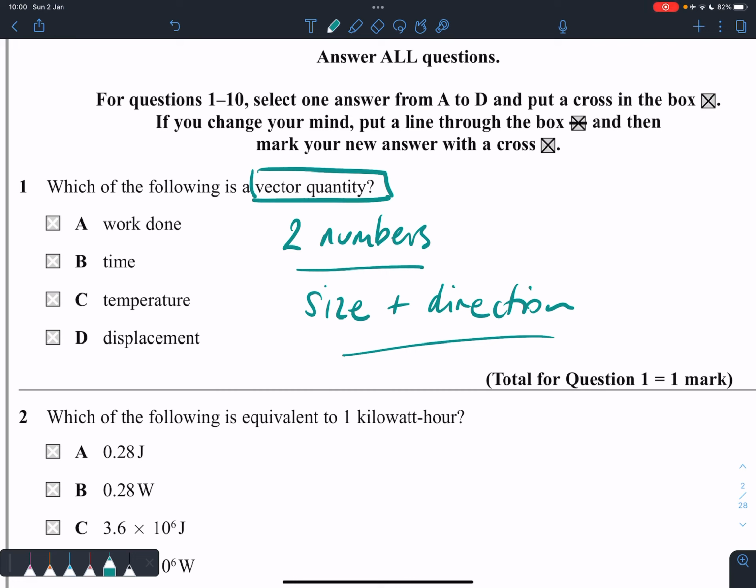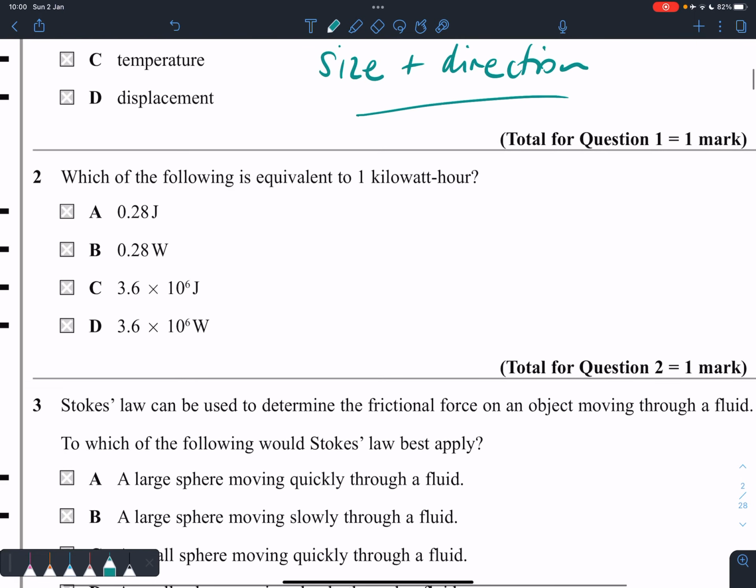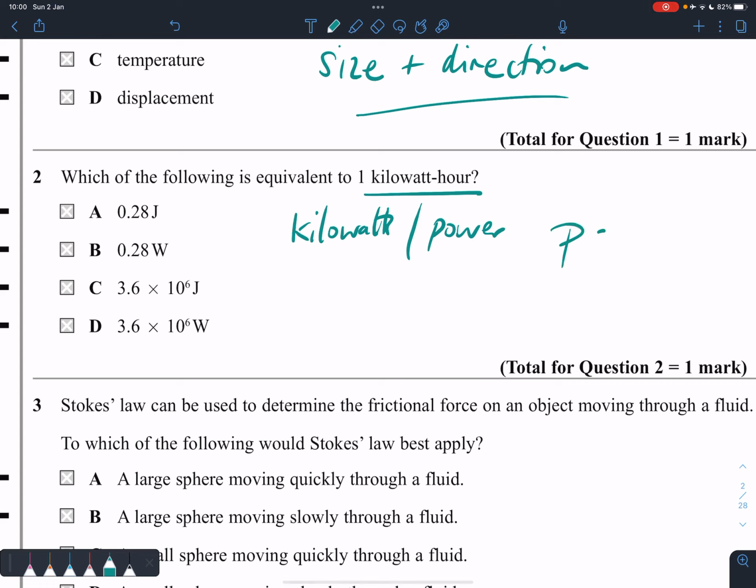Okay. Number two, which of the following is equivalent to a kilowatt hour? Let's think what a kilowatt hour is. Well, kilowatts are units of power. Power equals energy over time. If you want to remember your triangles, you can: energy over time and power.